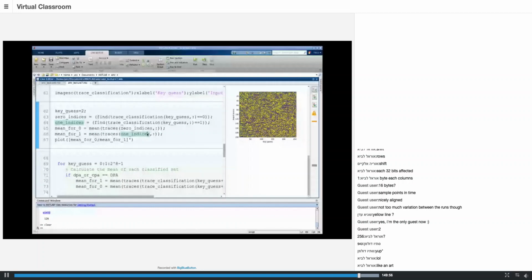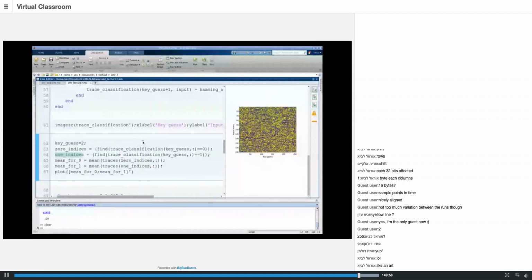Now I'm trying to see how the distance of means looks like. So look at this. I am guessing that the key is 2. I think this is a bad guess. It's not the right key. How do I check if this hypothesis is good?